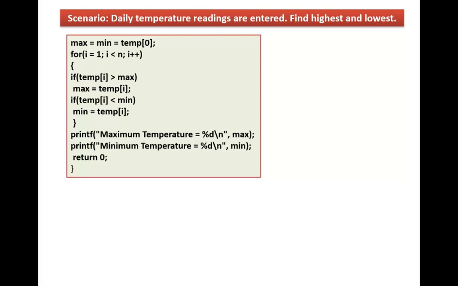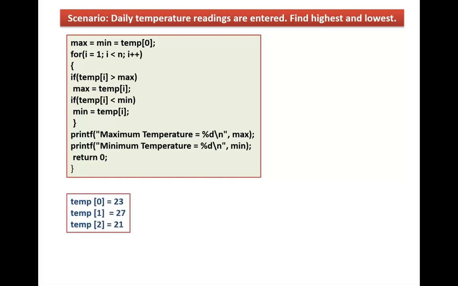Run a for loop. Look at the for loop. The for loop starts with i equal to 1, i less than n, i plus plus. The logic is this. If temp of i is greater than max, temp of i is assigned to max. If temp of i is less than min, temp of i is assigned to min. The loop continues until it breaks, and after the loop ends, I am printing the maximum temperature and minimum temperature as max and min, and then I am closing my program.